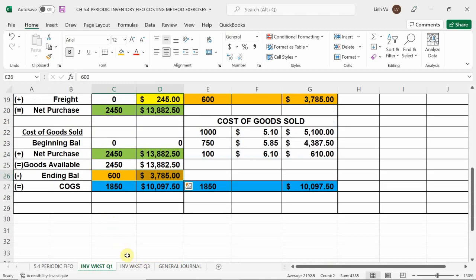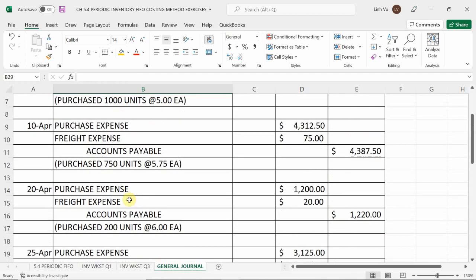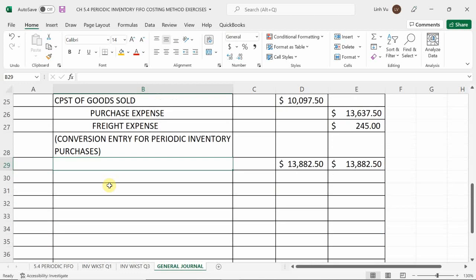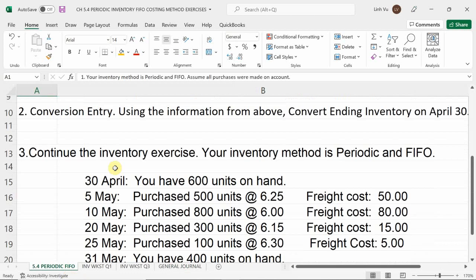Now what I'm going to do here is for the second part of the scenario, I am not going to have you journalize anymore because it's just going to be rinse and repeat. Same thing, purchase expense, freight expense, accounts payable, over and over and over again. You already got the concept down, so I don't need to keep testing you on that anymore, okay? So what we're going to do is just practice filling out the inventory worksheet.